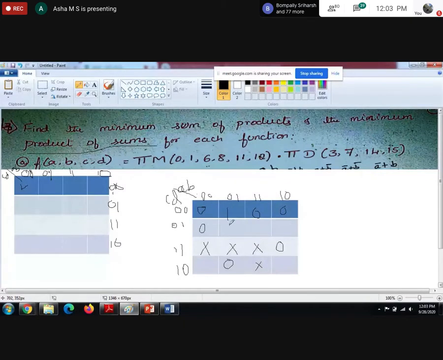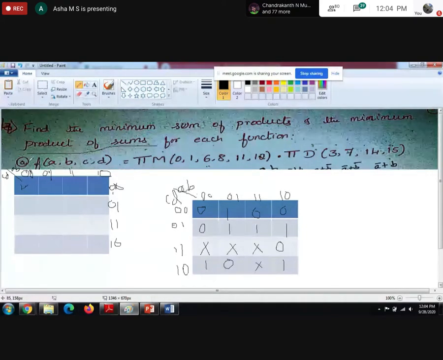So remaining all cells are 1. The K-map is same. Okay, if you get confused here, you can write like 0 plus 0, 0 plus 1, if you want. Otherwise, write 0, 0, 0, 1 only. While writing the final answer, you can write in terms of the sums.